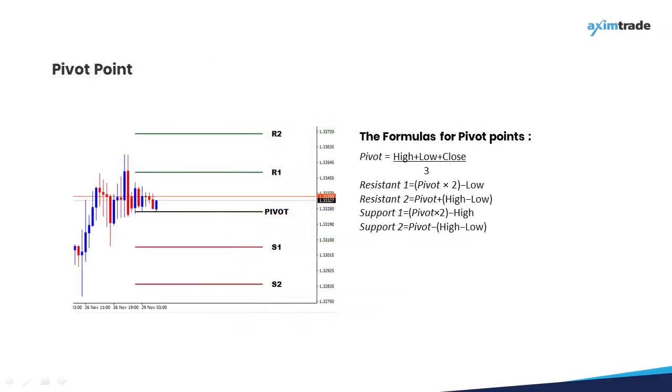Pivot point. A pivot point is an area to determine potential reversal points by using a formula to calculate the levels of support and resistance where usually reversals take place from bullish to bearish or bearish to bullish.